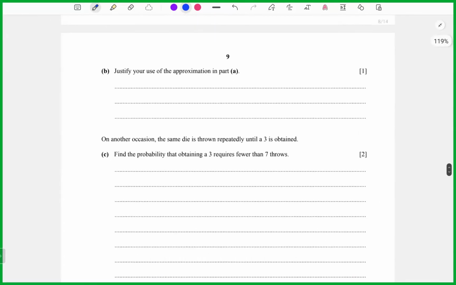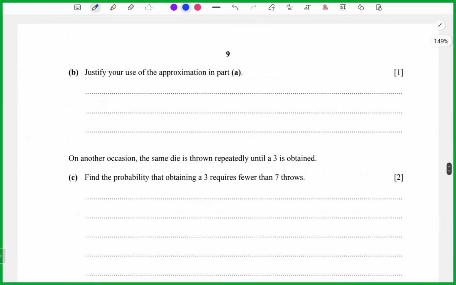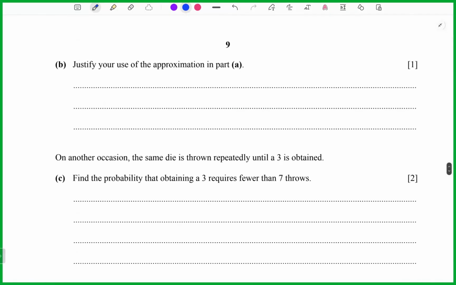Now we look at question B. Justify your use of the approximation in part A. This is because NP equals 15, more than 5, and NQ equals 75, also more than 5. So the approximation is justified.